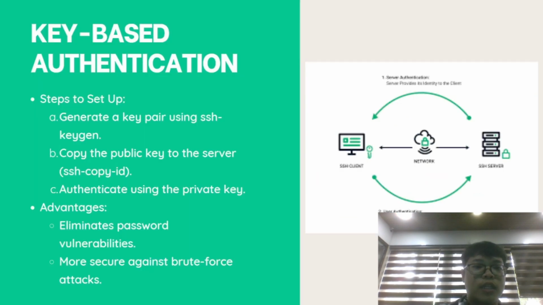Let's go to the key-based authentication. There are 3 steps to set up key pair authentication, which are: generate a key pair using ssh-keygen, copy the public key to the server with ssh-copy-id, and the last step is to authenticate using the private key. The advantage of it is that it eliminates password vulnerabilities and is more secure against brute force attacks.